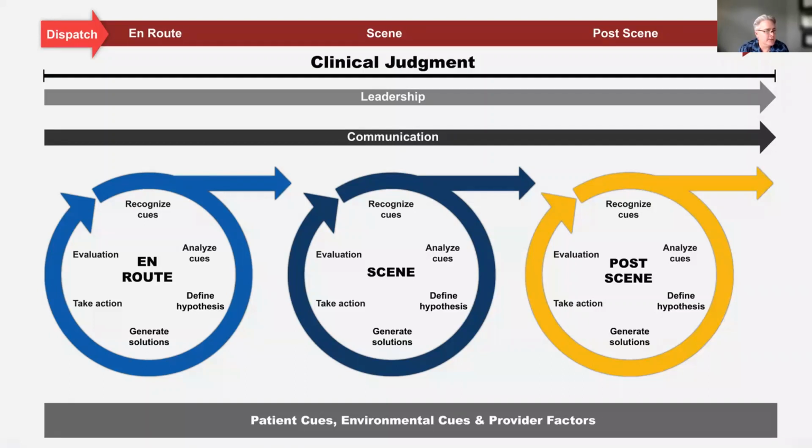And so those are the 6 steps in the model here, but you'll notice that there are 6 steps in each of those phases. Those cues are enriched from what we see with our patient, what we see in the environment. And of course, there's provider factors such as, am I an EMT, or am I an EMR, a paramedic, or an AEMT? And so again, what are my capabilities as a clinician? What is my scope? What are the things that I can and can't do to take care of a patient?